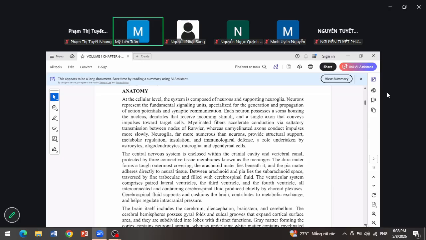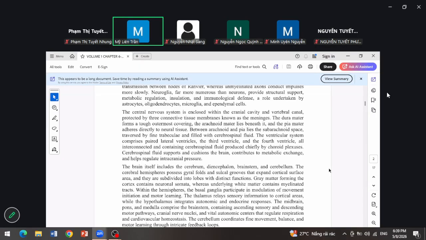Between arachnoid and pia lies the subarachnoid space, traversed by fine trabeculae and filled with cerebrospinal fluid. The ventricular system comprises paired lateral ventricles, the third ventricle, and the fourth ventricle, all interconnected and containing cerebrospinal fluid produced chiefly by choroid plexuses. Cerebrospinal fluid supports and cushions the brain, contributes to metabolic exchange, and helps regulate intracranial pressure.